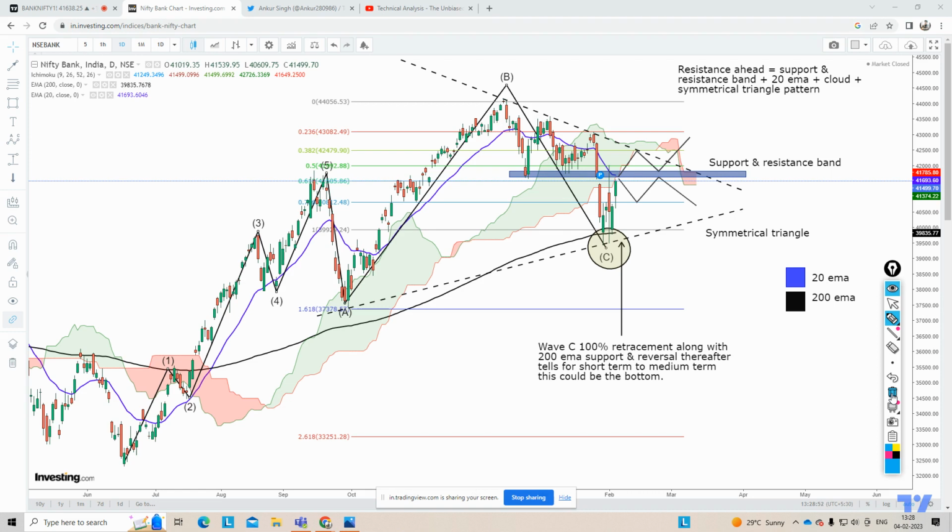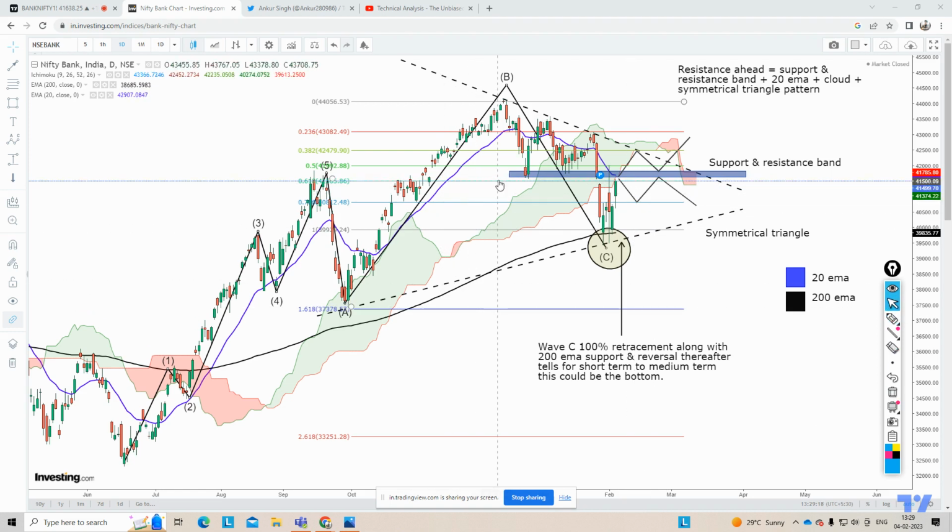If it rejects from the same trajectory, then I would not say it will breach this area, but it will have a good consolidation in the space available in the pattern. You can say it's like an ascending triangle type. So it may spend some time over here. So keep a watch on these areas.